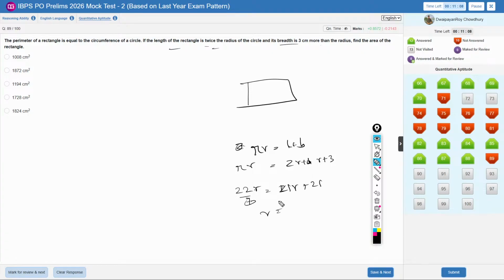be 21. If r is 21, then 2r is 42, and 24. Area is asked, unit digit 8 here and here. Okay, so it's close to 840. Okay, definitely not this. So this one.